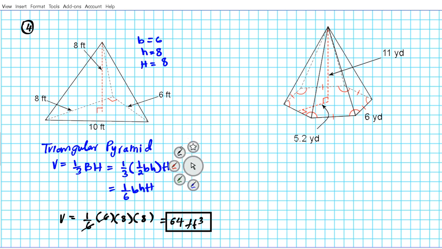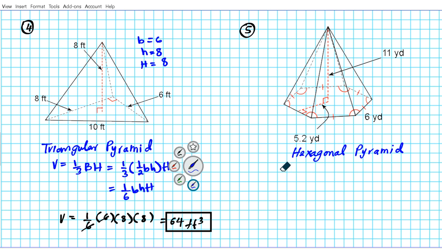Okay, let's take a look at one more example. Number 5. What's the name of this solid right here? We see that the base is a regular polygon, so it's going to be one of those regular polygonal pyramids. Let's see how many sides. 1, 2, 3, 4, 5, 6. 6 sides. Hexagon. So this is a hexagonal pyramid. The base is a regular hexagon, which means that all sides are congruent.